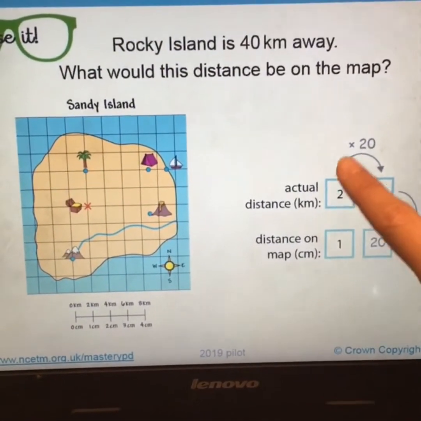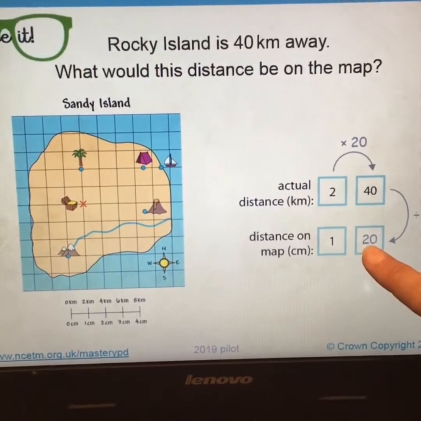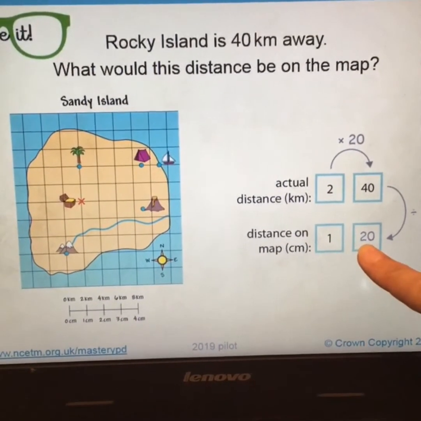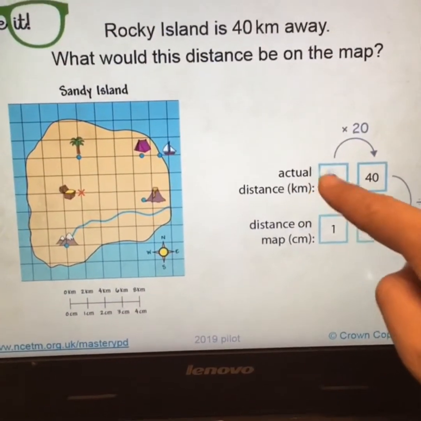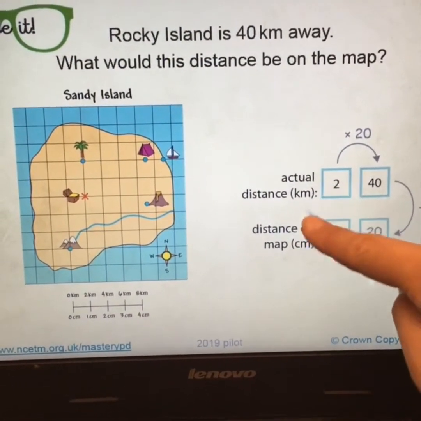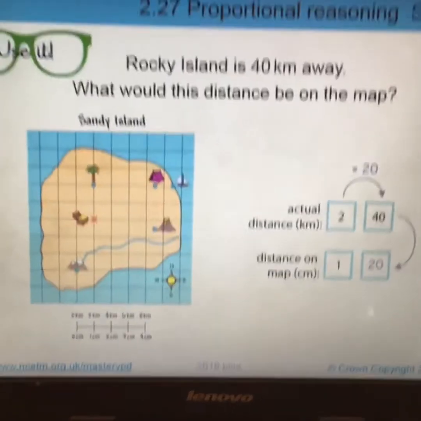So what have we done? We've times it by 20, which means we now need to times this by 20. 1 times 20 is, of course, 20. Other way we could have done this, we know there's a relationship between kilometres and centimetres that you divide by 2. So here we could divide by 2 to get 20.